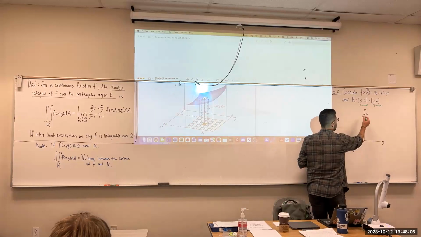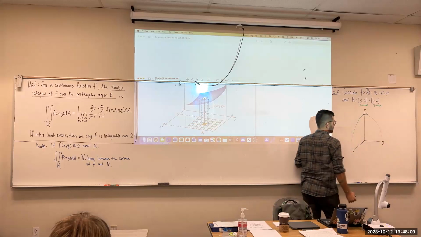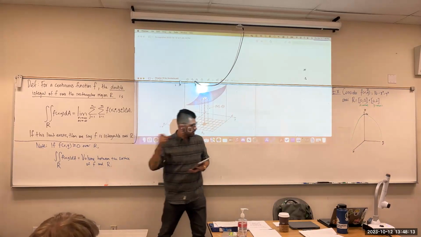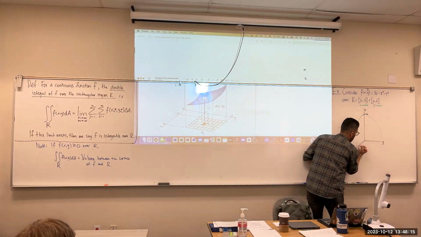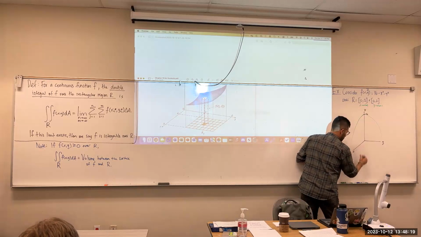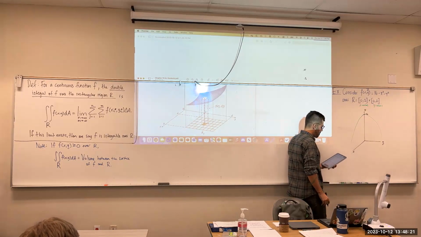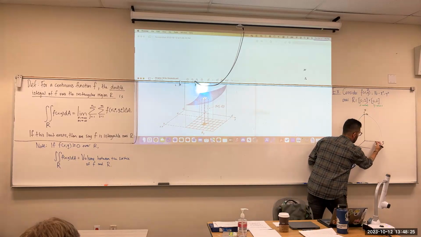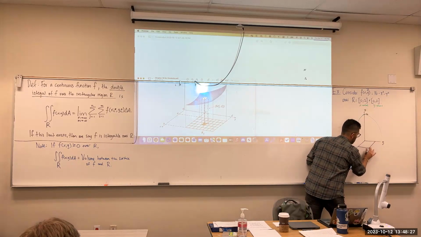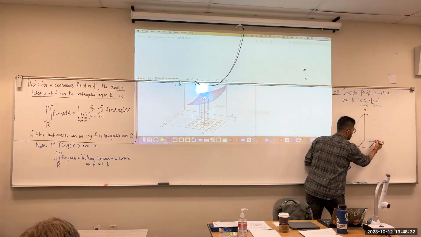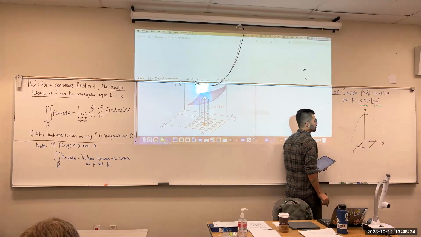So the paraboloid will go like this, facing down, but because you're going to be, hopefully my orange marker works. Oh, it doesn't work. Whatever, I'll just use this one. Here's your rectangular region where x goes from 0 to 2 and y goes from 0 to 2.